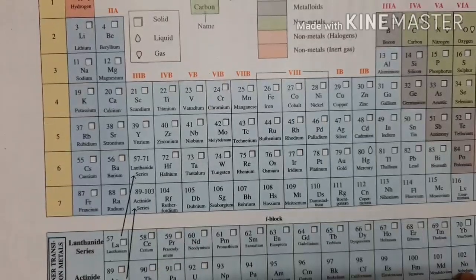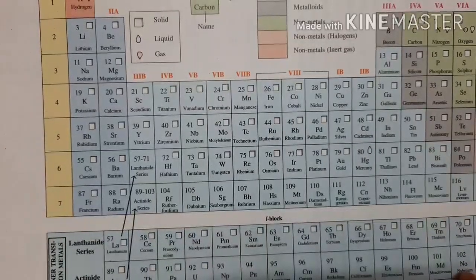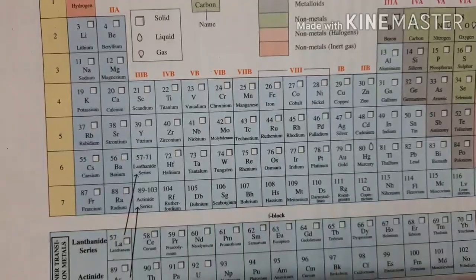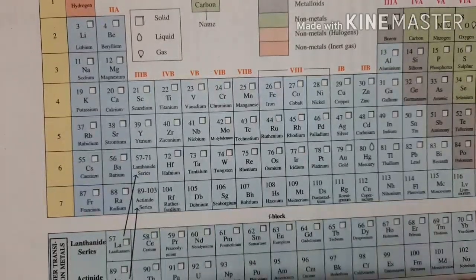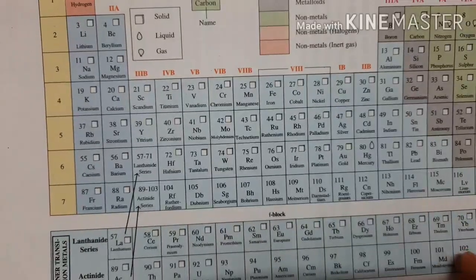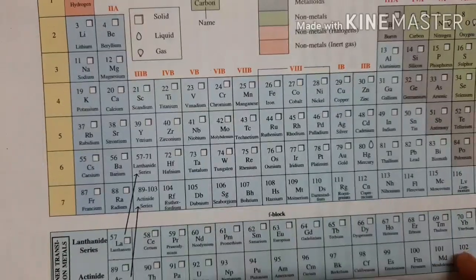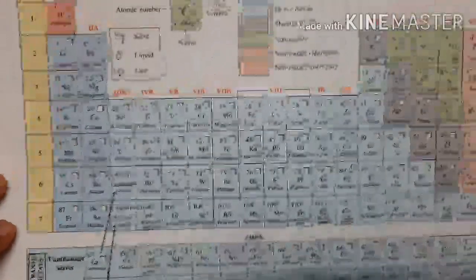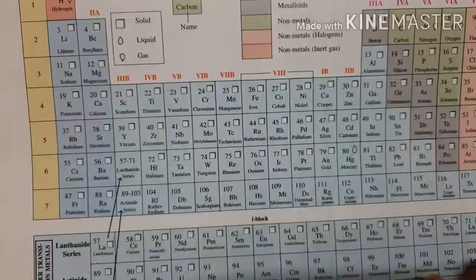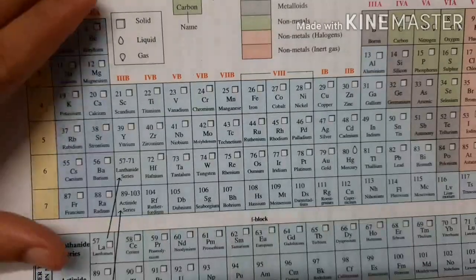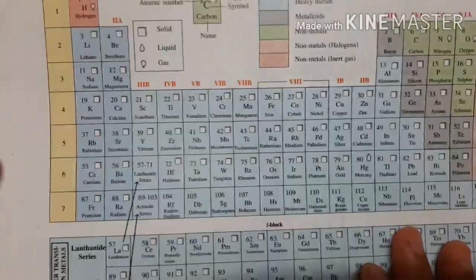And last year, 2019, was celebrated as the 150th year since the Mendeleev periodic table was discovered. Okay, due to the discovery, 150 years have been completed since the discovery of the Mendeleev periodic table. Okay, so now next let's see this.